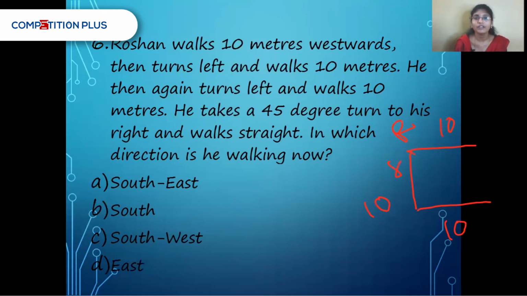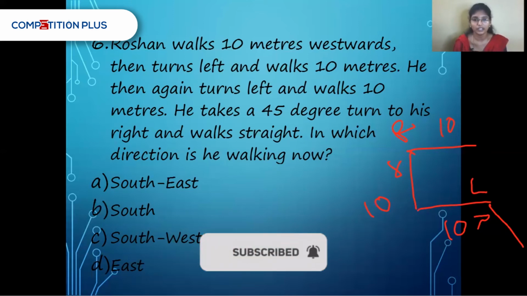And here he takes a 45-degree turn to his right and walks straight. So at this point, this is his right and this is his left. He's making a 45-degree turn. In your question, it can be a half right turn or a 45-degree turn or a 90-degree turn or a 180-degree turn. Some degrees also can be included in your question. You should be clear with their angle. The question asked here is, in which direction is he walking now?